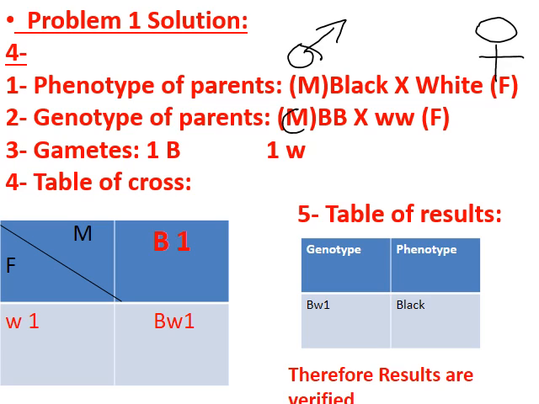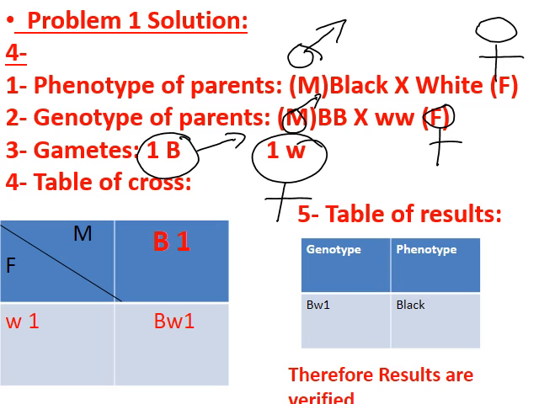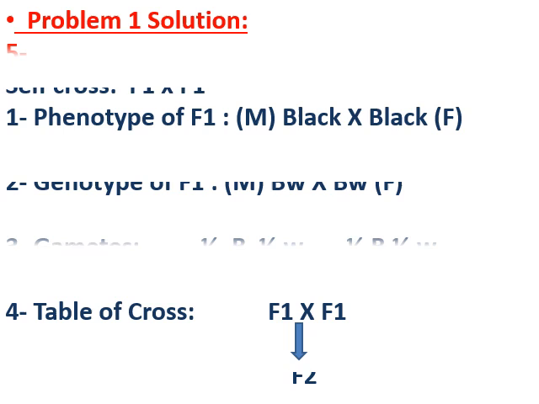Genotype of the parents: this is the male and this is the female. Here we have the gametes, which should be in symbols. This is the gametes. Table of cross. The proportion is 1. If you want to use a percentage, you can use 100%. Table of results, genotype: 1 over 1 BW, so the phenotype is 100%, or 1, it is black. Therefore, the results are verified.